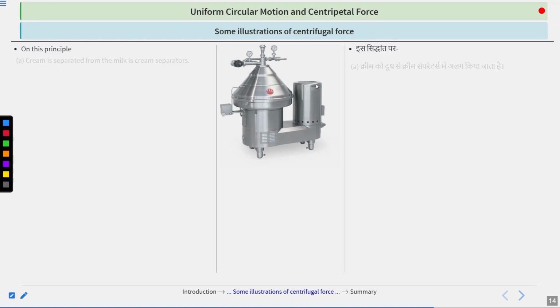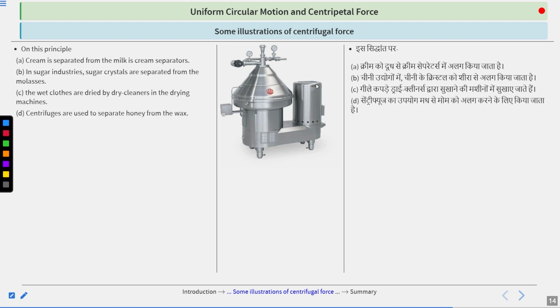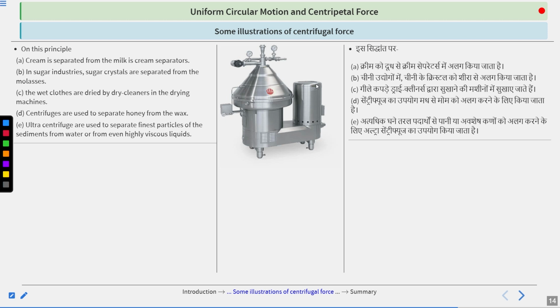On this principle, cream is separated from milk in cream separators. In the sugar industry, sugar crystals are separated from the molasses. Wet clothes are dried by dry cleaners in the drying machine. Centrifuges are used to separate honey from the wax. The ultracentrifuge is used to separate the finest particles of sediment from water or even from highly viscous liquids.